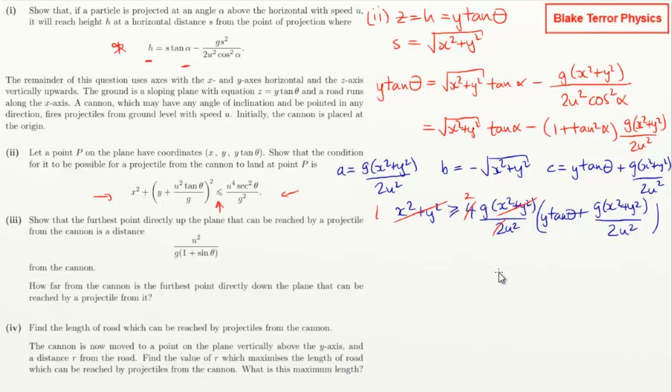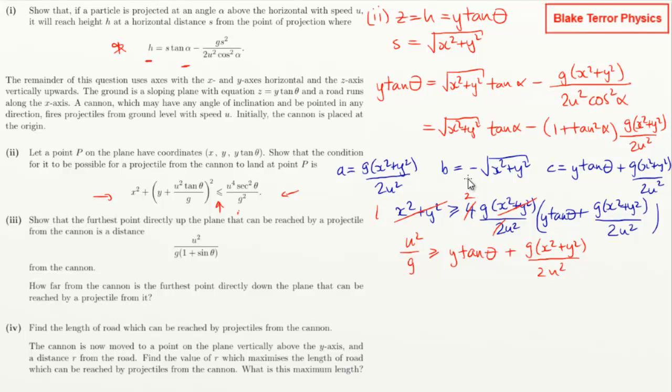And then what would I want to do next? Maybe put a u squared over g. Oh yeah, which is appearing over here. So that doesn't look too bad. So I've got u squared over g is greater than or equal to y tan theta plus g times x squared plus y squared over 2u squared.